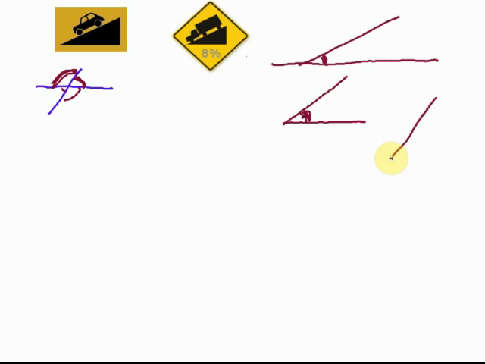I tell you, I wouldn't like to drive down that one. It wouldn't be a matter of driving, really. It would be a matter of falling. Now that's so steep because that angle is really, really huge.